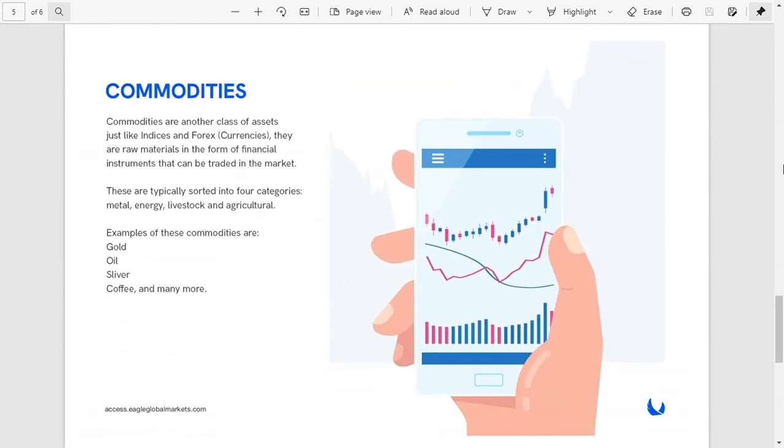Commodities. Commodities are another class of assets just like indices and forex currencies. They are raw materials in the form of financial instruments that can be traded in the markets. These are typically sorted into four categories, which are mainly the metal, the energy, the livestock, and agricultural. Examples of these commodities are gold, oil, silver, coffee, and many more.